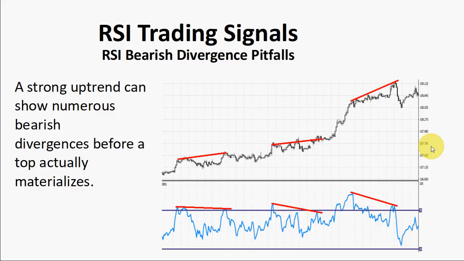Similarly, for the bearish divergence, you see it shows us that we might likely see a reversal, a bearish divergence. However, price keeps rising higher. So these are the pitfalls, the disadvantages of RSI signals. So please note that as well.